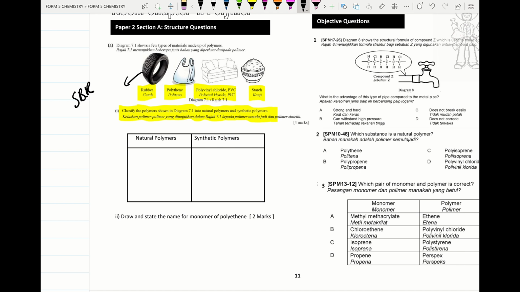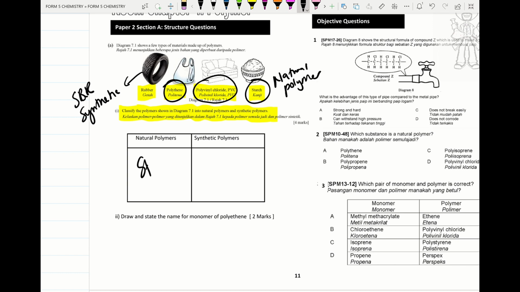SBR rubber, styrene butadiene rubber. So this is known as synthetic polymer. Polyethylene also is a synthetic polymer. Polyvinyl chloride also is a synthetic polymer, and this is known as a natural polymer. Starch is made up of natural polymer, so the answer will be starch.